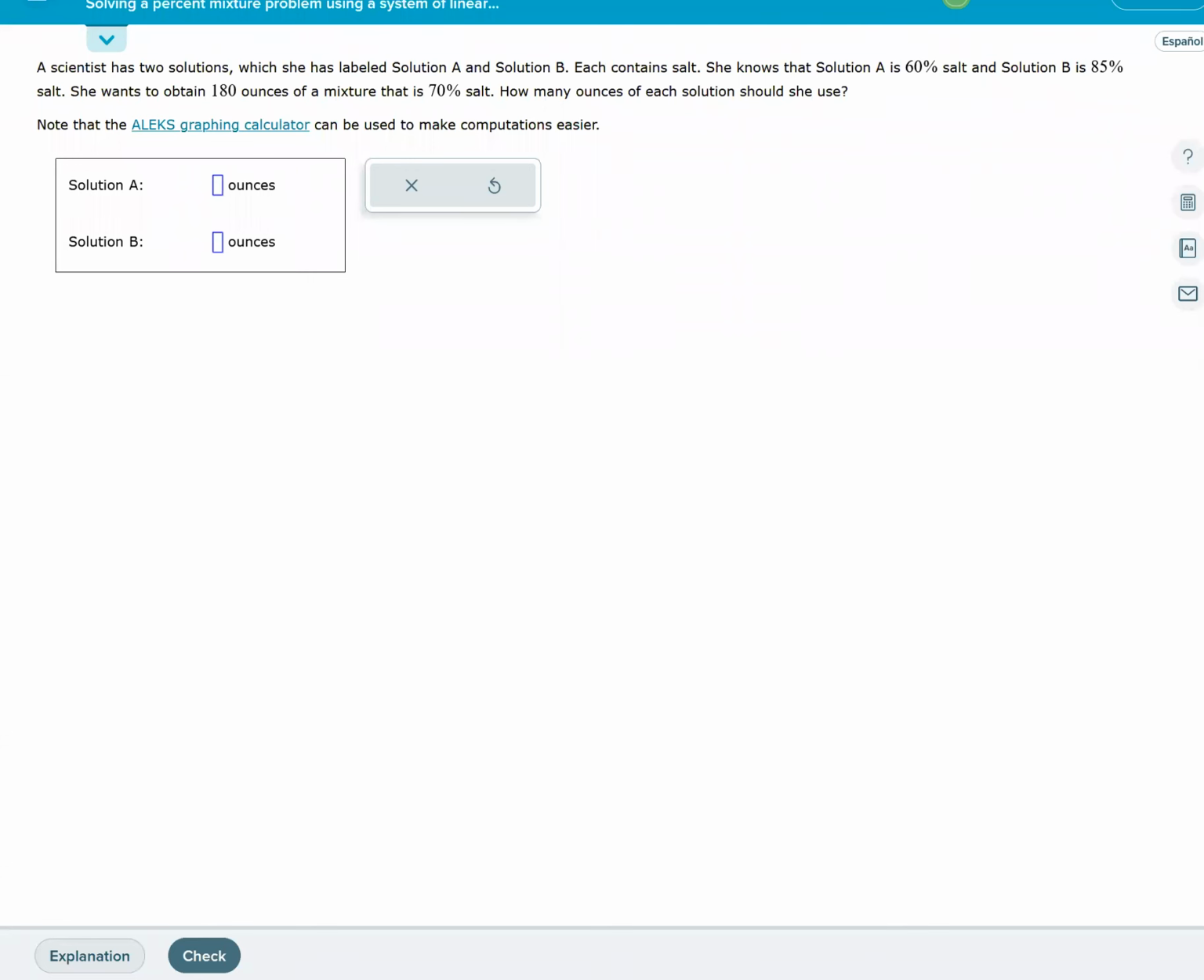This topic is called solving a percent mixture problem using a system of linear equations. So we have two solutions. Usually you're going to have something like that, A and B. I like to do a table, and then we have total. So we have the amount of the solution, so the amount in ounces. And then we also have a percentage of salt. So we have like a salt percentage.